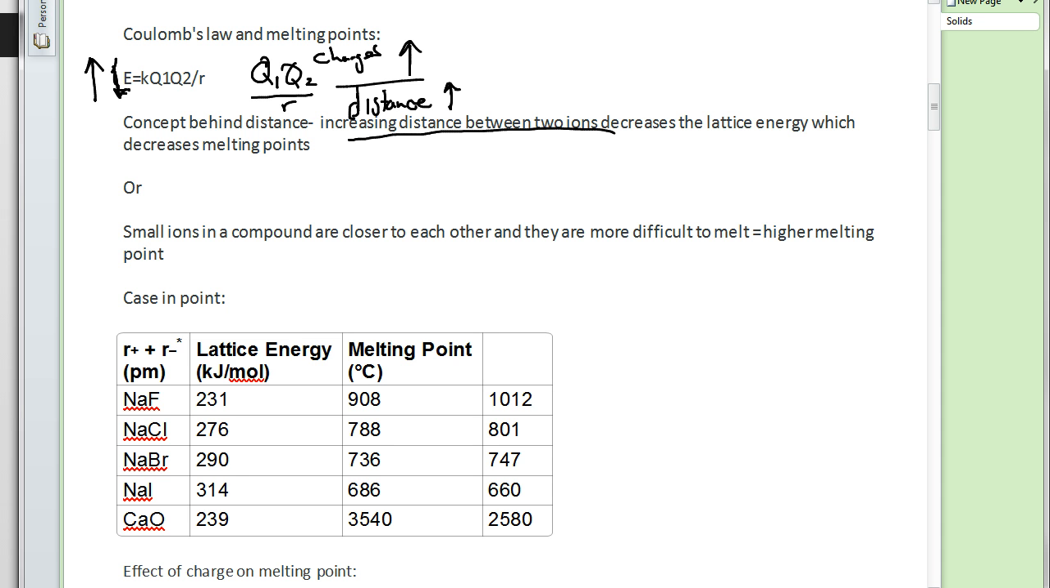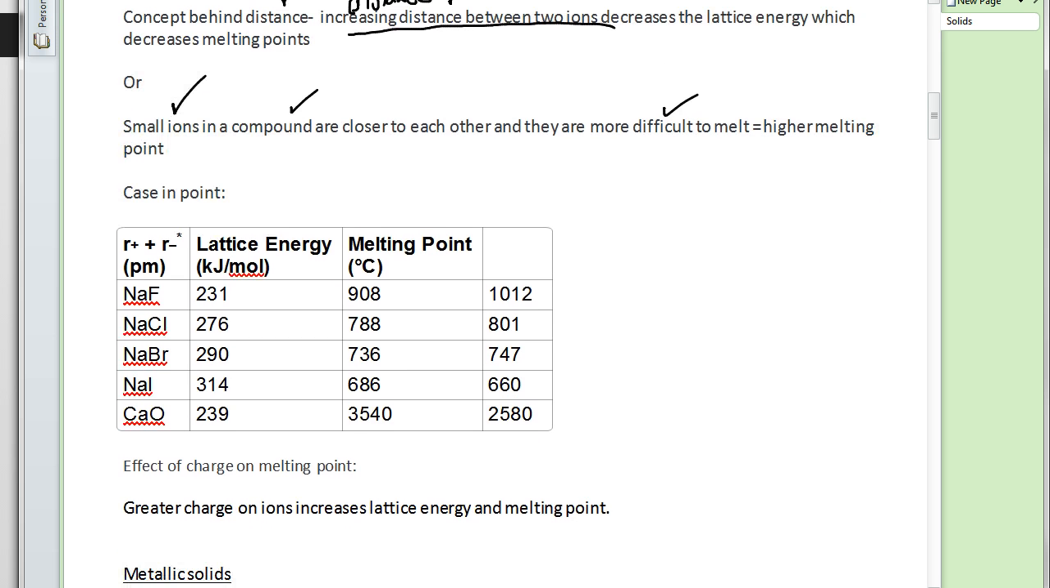Or another way to say it is, if we have some small ions in a compound and they're going to be close together, such as lithium chloride or lithium fluoride, they're going to be very difficult to melt and they're going to have a higher melting point. And that's all governed by Coulomb's law. And here's a good case in point here.